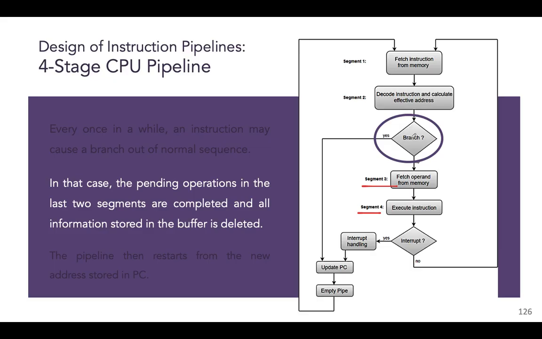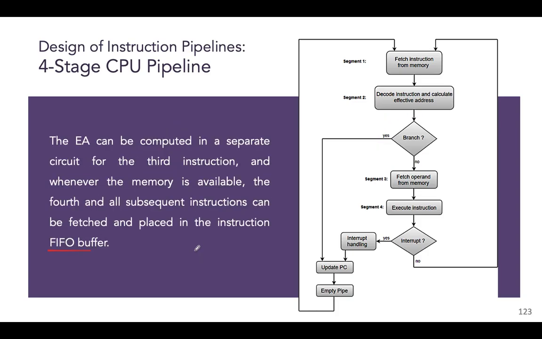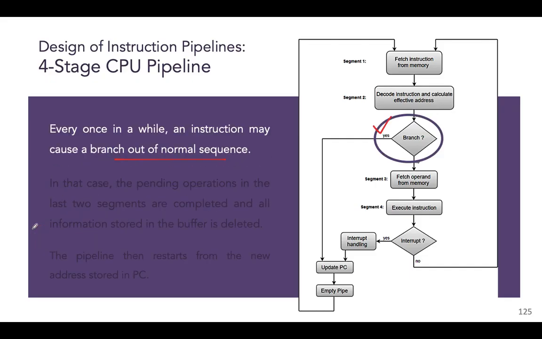So when a branch is encountered, the pending operations in segments 3 and 4 are completed quickly, and the information stored in the buffer is deleted. If any information was stored in the FIFO buffer, it is deleted, because now the next instruction in the sequence is not going to be executed. Instead, we are going to execute whatever this branch statement says, right?